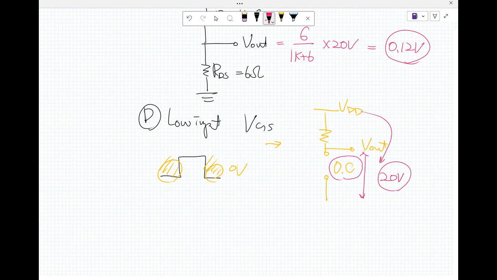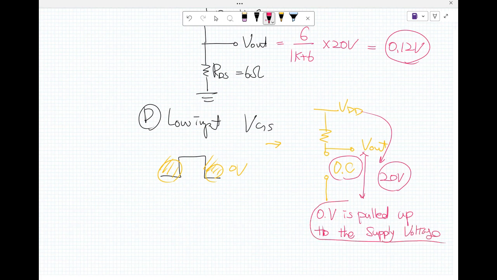Okay, so the output voltage is pulled up to the supply voltage. Okay. All right. Any questions? Okay.